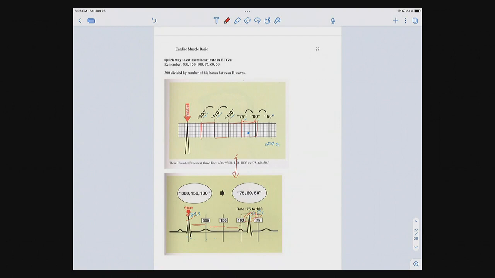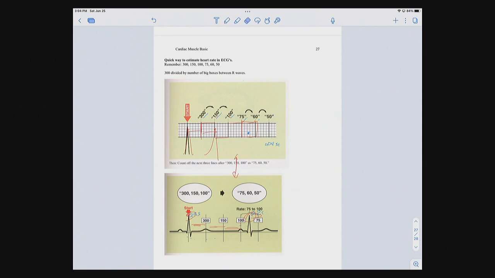So just get used to counting the big boxes. If you were to look at an ECG and you saw a QRS complex here and a QRS complex there, what would the heart rate be? Real quickly look at it. You know it's going to be 150. 300, 150. So the heart rate is 150. How? Because the interval between the two R waves was two big boxes. Two big boxes, 300, 150, so 150.